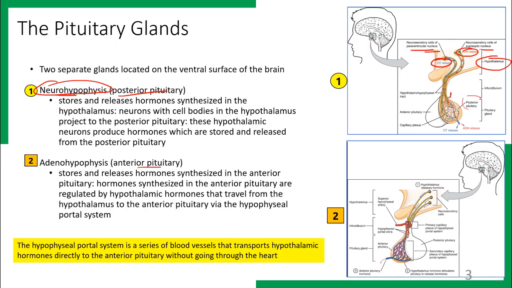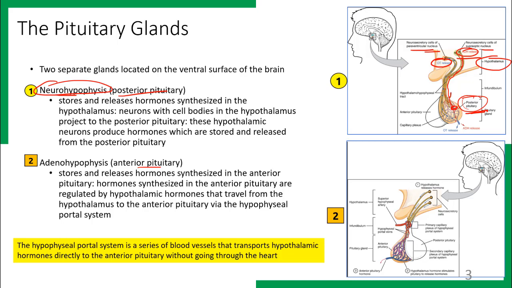The hormones get produced and transported in the same way that neurotransmitters are in any neuron. So it goes down the axon over here, and the axon finishes up in the posterior pituitary. In the posterior pituitary, these hypothalamic hormones are then stored until there's a signal to the posterior pituitary to release them. So posterior pituitary hormones are produced by the hypothalamus, and stored and released from the posterior pituitary.